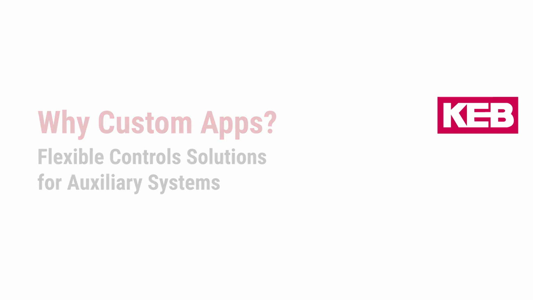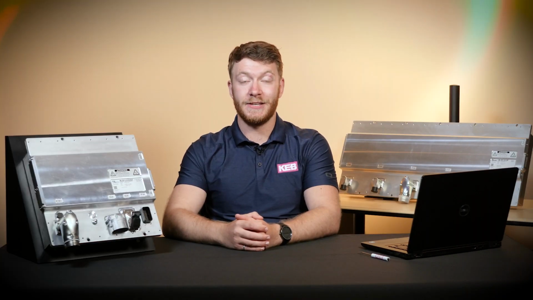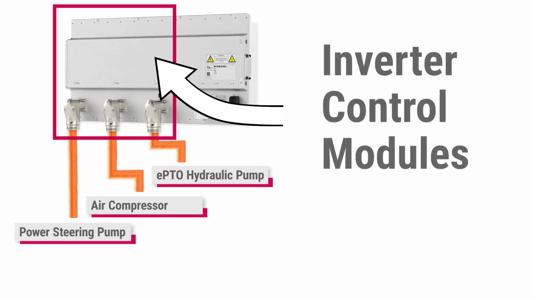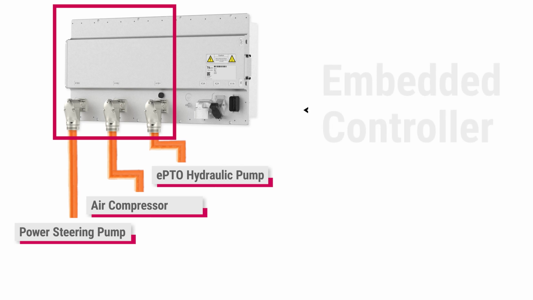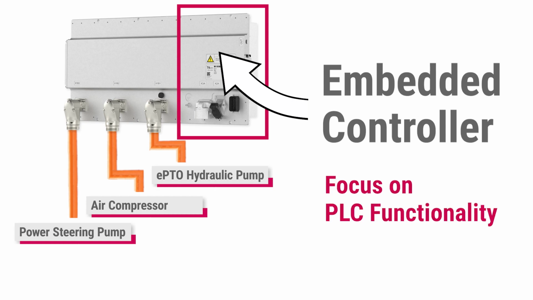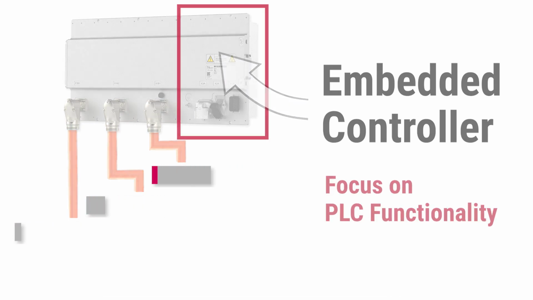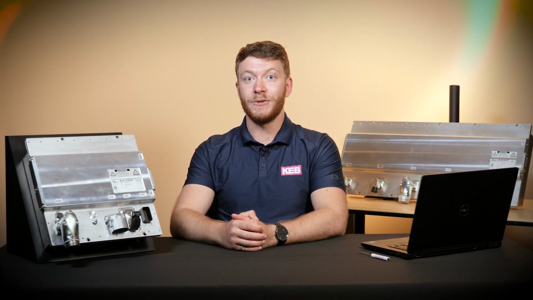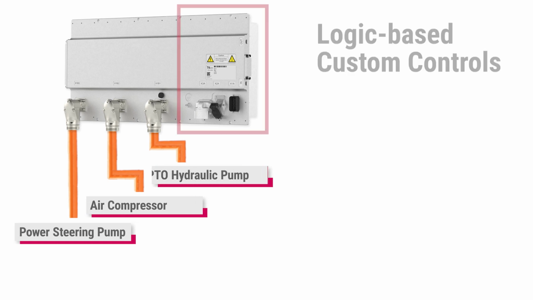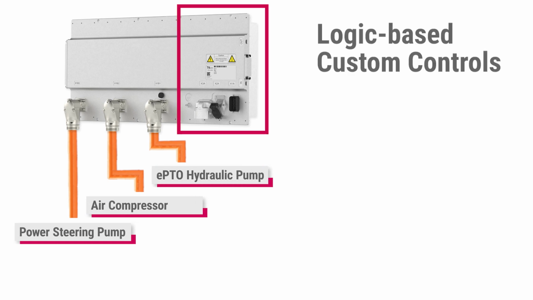The T6 Auxiliary Inverter can be broken up into two distinct sections. One section is the inverter control modules, which are designed to drive the AC motors, and then over here is the onboard embedded control unit. This embedded control unit serves several purposes, and here we'll focus on the PLC-like functionality. Custom apps are software solutions that can be used to actually gather information that's not native to the inverter. Using this development environment, custom logic-based control solutions can be developed.